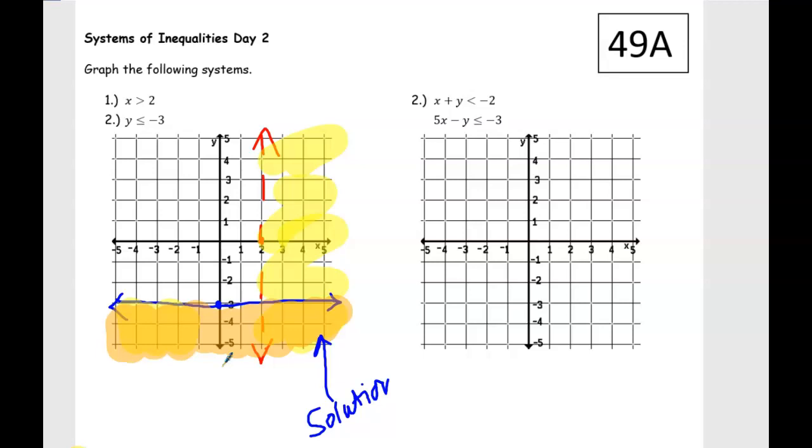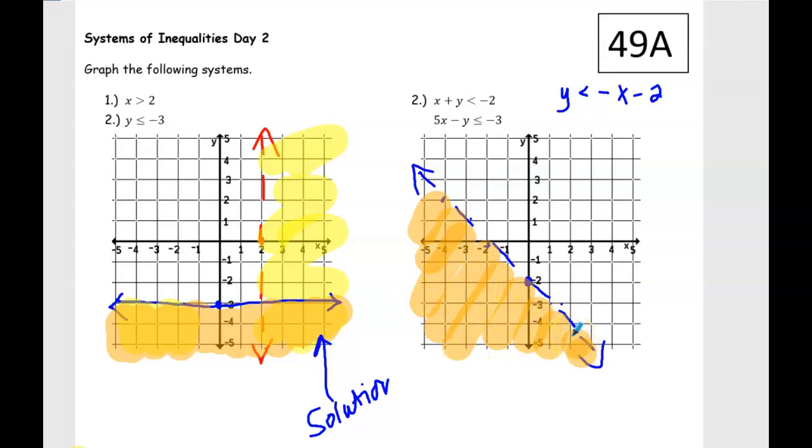If I look at number 2, I've got y is less than -x minus 2. So I'm going to start by graphing that one, and it's going to have a -1 slope. Okay, it's off a little bit. So we're going to make a dashed line, and since it's less than, when we go to shade, it's going to be down here.